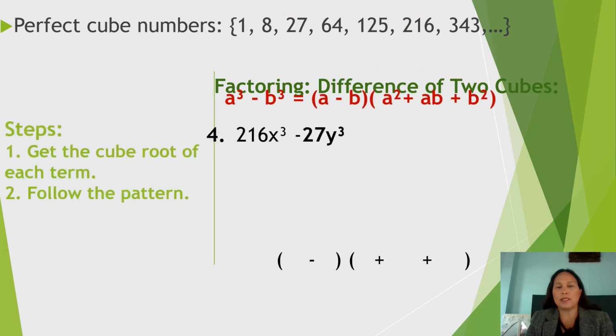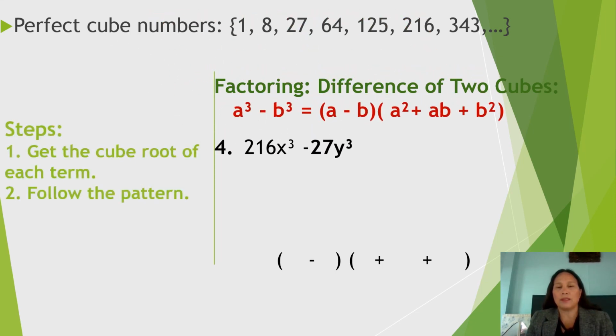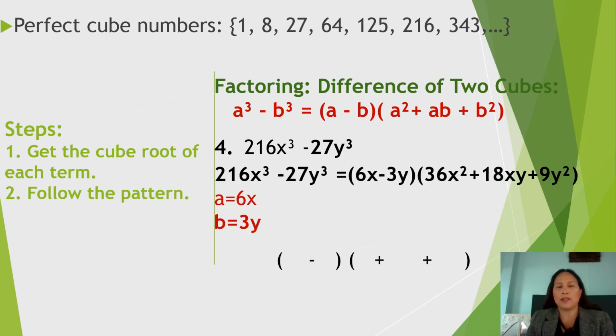Okay, so this one, we have 6x, the value of b is 3y, and therefore, the factored form is 6x minus 3y, just a minus b. Then 36x squared, squared a, 6 times 6, 36x squared. ab means times a and b times only, so 6 times 3, that is 18xy. And then square the b, square 3y, and that is 9y squared.